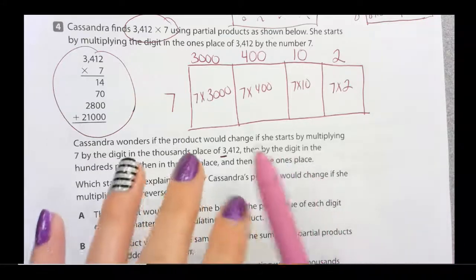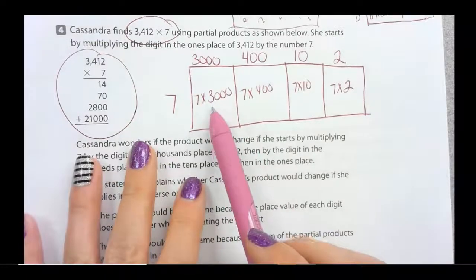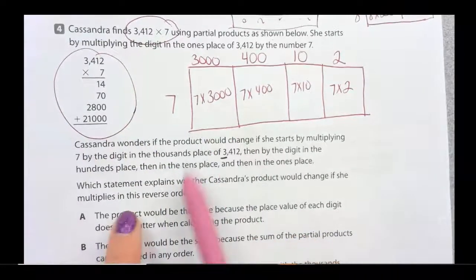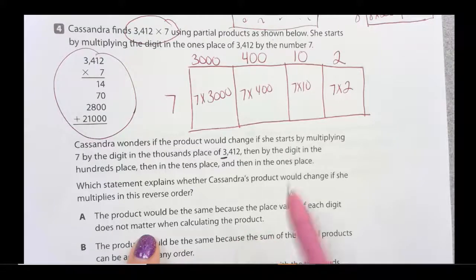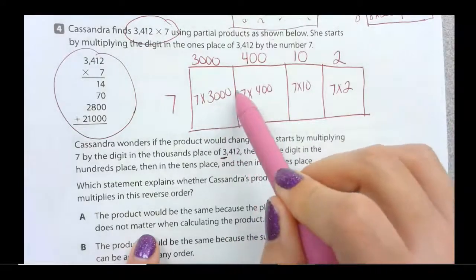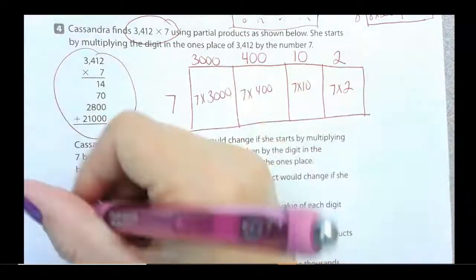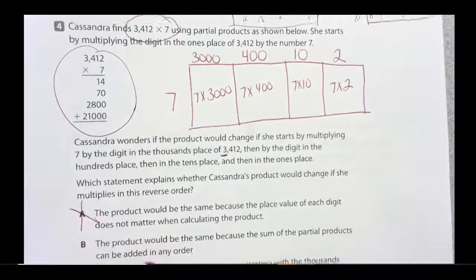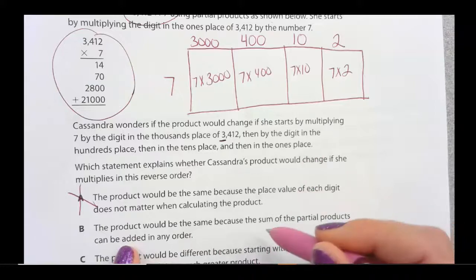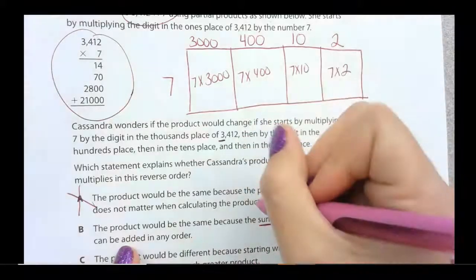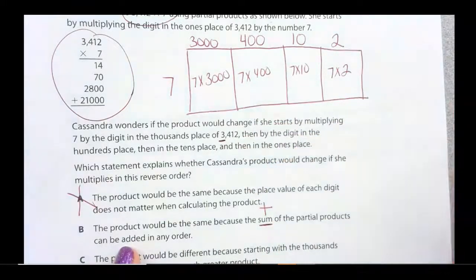Okay, would it matter if we added, because see how it says the product would be the same because the value of each digit does not matter when calculating the product? Does the value of each digit matter? Yeah. The product would be the same. Remember, product means answer would be the same because the sum means what? To add.